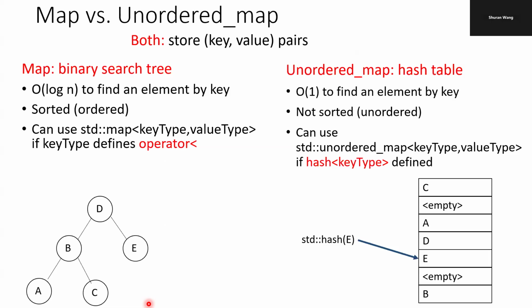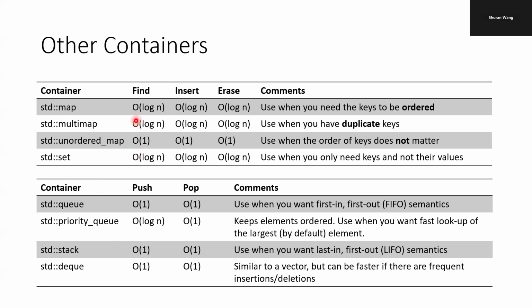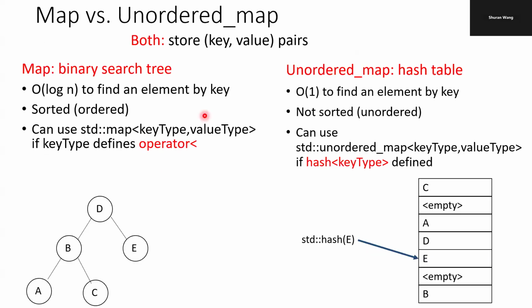A map versus the unordered map. As you should already see, find, insert, and erase for unordered map are all O(1). This means that unordered map is much faster than map because it's unordered. And this is how it's implemented. The map is a binary search tree. The unordered map is a hash table. And that's why it's faster.